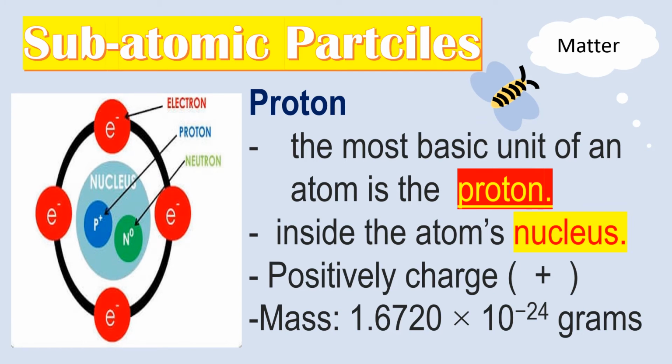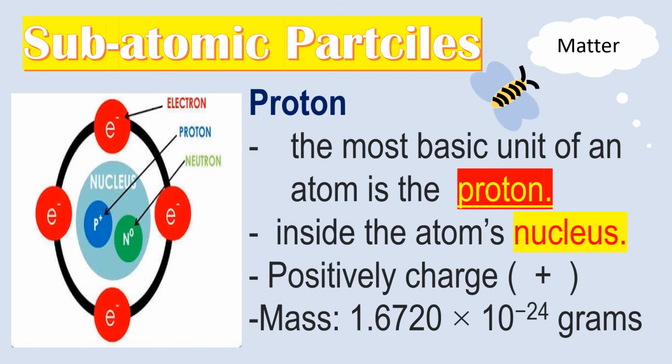The first subatomic particle is the proton. Proton is the most basic unit of an atom. This is because the number of protons in an atom determines the identity of an element. Technically, a solitary proton can be considered as an atom of an element, like in the case of hydrogen.